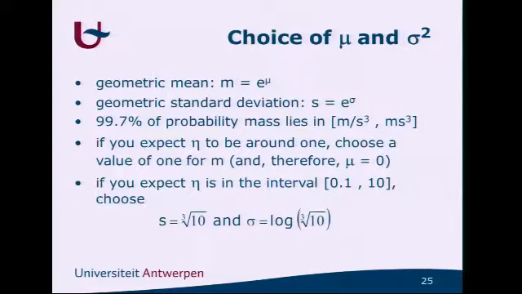Then if we expect that our variance ratio will lie between 0.1 and 10, for example, then we should choose s as follows. s should be the cube root of 10, or alternatively, sigma should be the logarithm of the cube root of 10. And then you have a decent choice for the parameters of your log normal prior distribution.